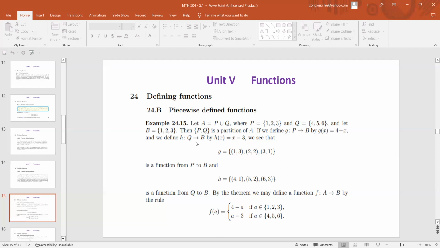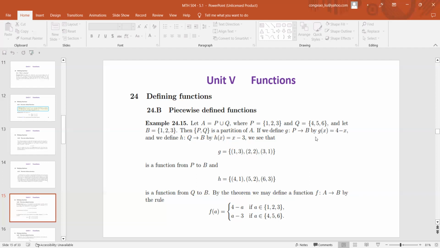And define H from Q to B as H of X equals X minus 3, and then you can actually write down the explicit set of G. Remember, a function is a set of ordered pairs, as we said many times. So G is from P to B. For each of the elements or numbers in P, we need to find out G of X, which is in B.